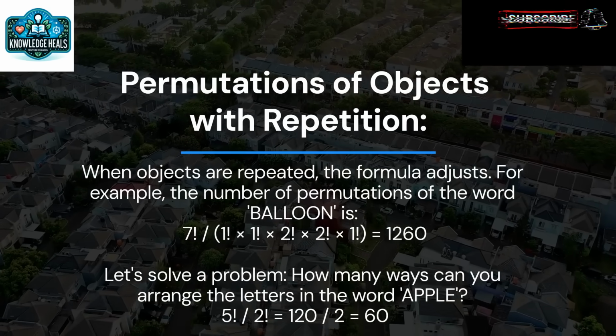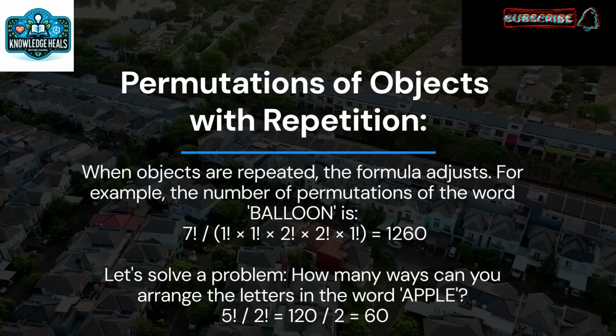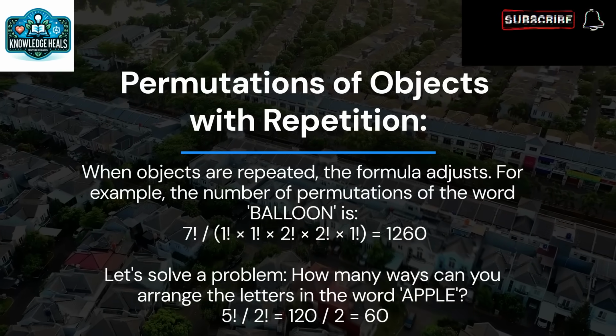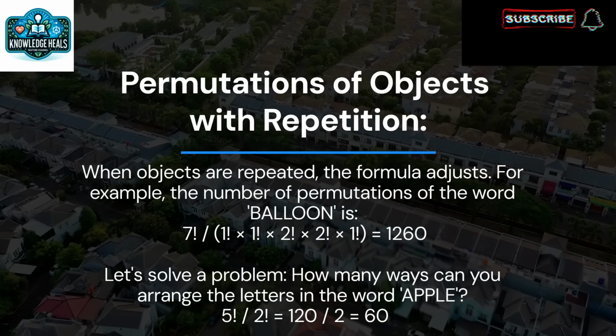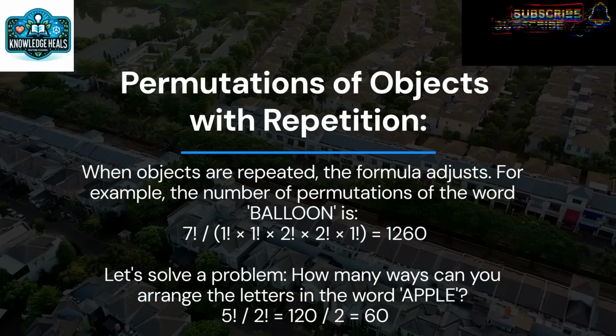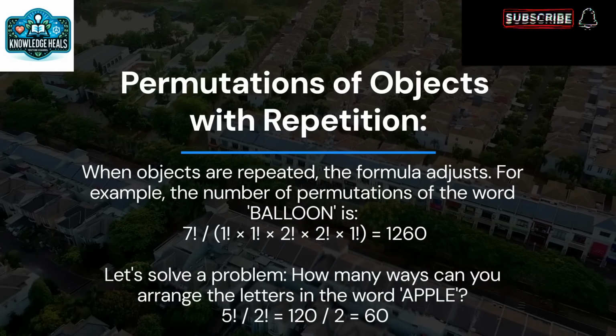Let's solve a problem. How many ways can you arrange the letters in the word apple? 5 factorial divided by 2 factorial equals 120 divided by 2, which is equal to 60.